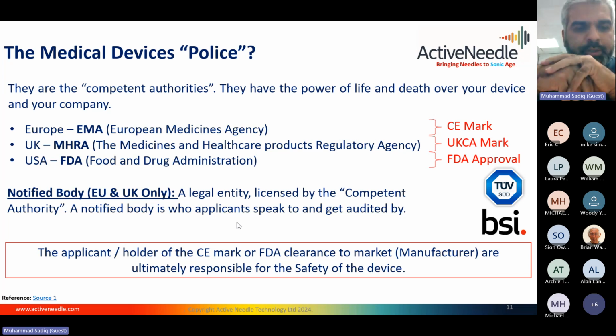One thing which is important to understand here is that the applicant or the holder of the CE mark to market are ultimately responsible for the safety of the device. So safety is very important when it comes to medical devices.